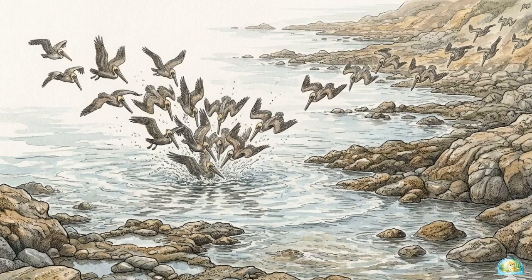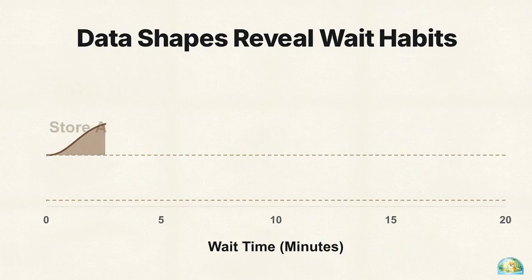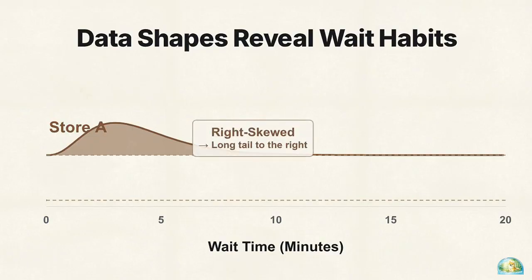Finally, we can compare the wait times at two different stores by looking at the shape of their data. At Store A, most customers wait around 3 minutes, but a few experience much longer waits, creating a tail that trails off to the right. Because of that cluster on the left and the long tail on the right, we call this shape right-skewed.